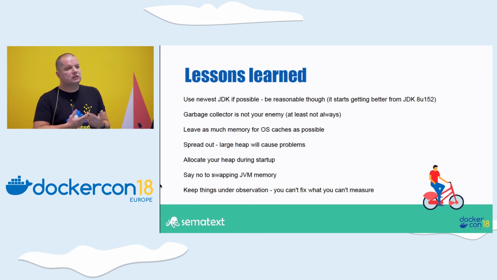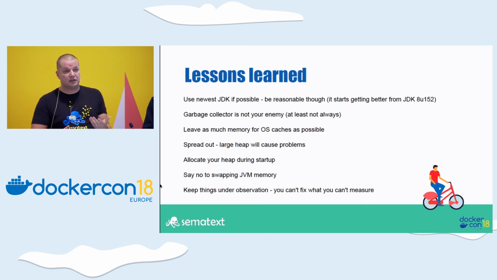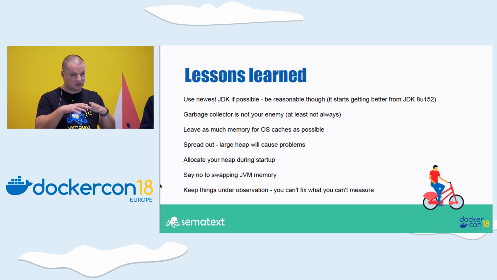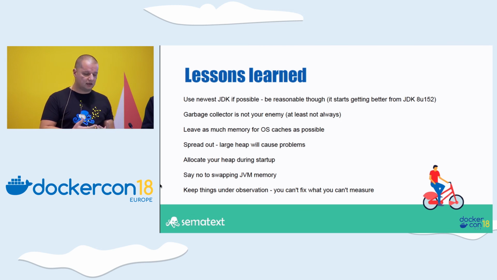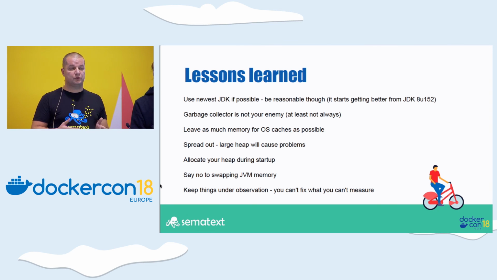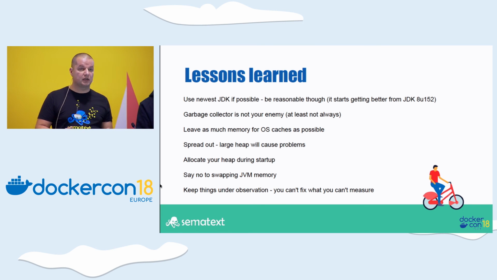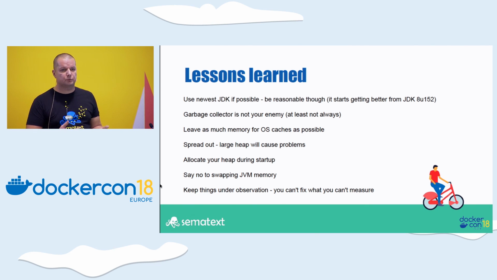Spread out. We know that this is not a simple problem. Distributed architecture is not easy and sometimes can cause problems, but you will benefit from having smaller containers when it comes to JVMs. Smaller heaps are actually way easier to manage than large ones that require additional tuning. Allocate your heap during startup. Once again, you will not encounter out of memory errors later, or if you do, you will fail fast and know what is actually happening. It's better to fail fast than to have something blow up after one or two days in production.